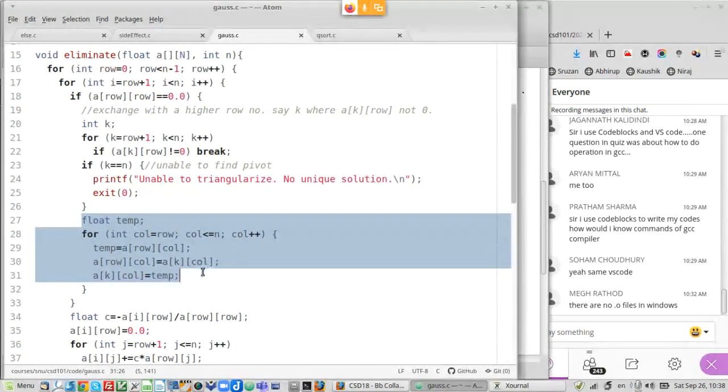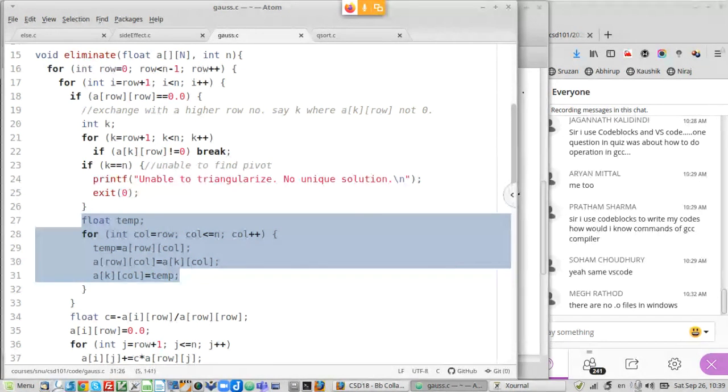Note that actually to the left of the element things are already 0, so you don't have to bother to the left of the element. So it starts from row and goes up to column less than or equal to n, because the b's have been added to the A matrix. So it's an n cross n plus 1 matrix. So this whole code from 18 to 31 is simply ensuring that the pivot row has a non-zero pivot.